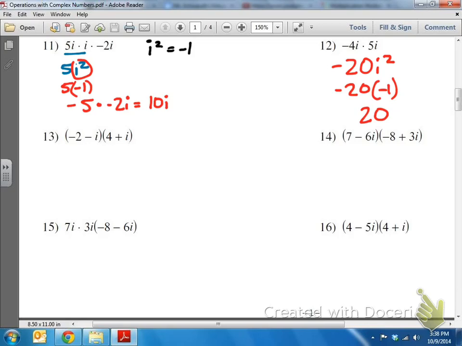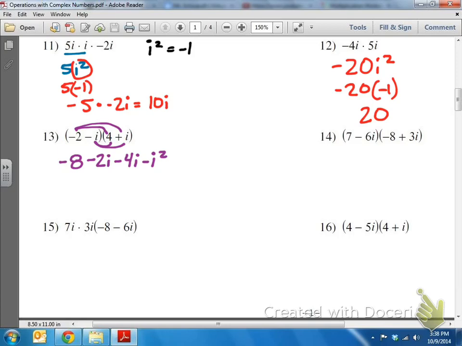It's a binomial times a binomial, and remember when I have a binomial times a binomial, I use a method that we call FOIL. So first, outside, inside, last. When I distribute the negative 2, I get negative 8 minus 2i. When I distribute the negative i, I get negative 4i minus i squared. And remember, the numbers come before the i.